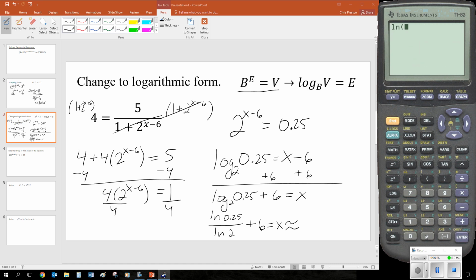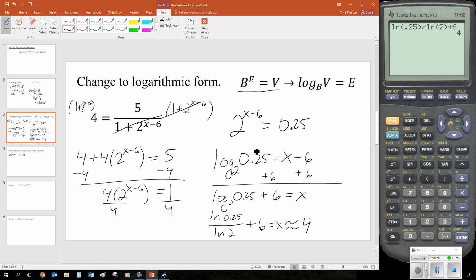So ln of 0.25 divide by ln of 2 plus 6, and oh, came out nice. So 4. And you should always check to see if it comes out nice.